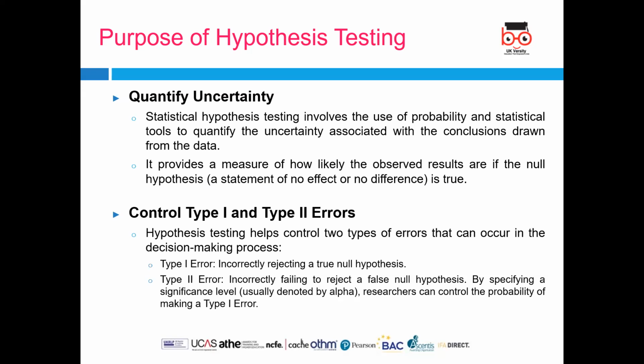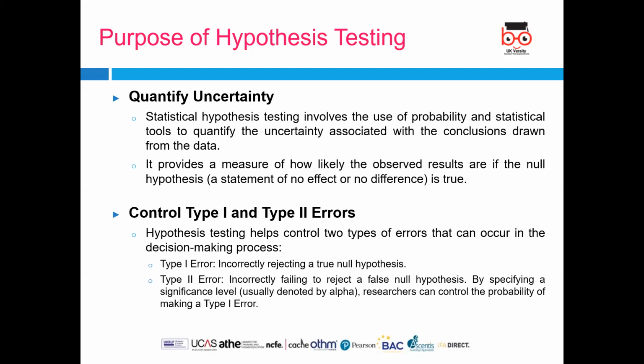The third purpose is that hypothesis testing is used to quantify uncertainty. Statistical hypothesis tests involve the use of probability and statistical techniques to quantify the uncertainty associated with the conclusions. It provides a measure of how likely the observed results are if the null hypothesis is true. For example, what is the result if you reject the null hypothesis? What is the result if the null hypothesis cannot be rejected? For example, a statement of no effect or no difference. So it is basically used to quantify the uncertainty.